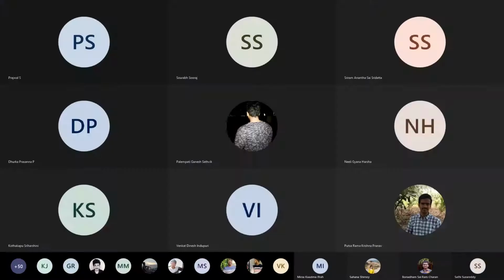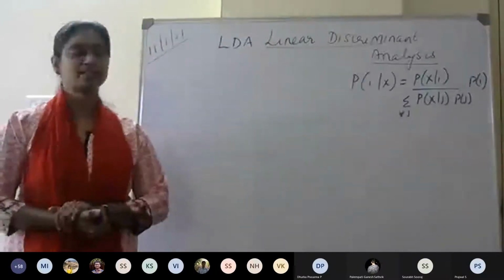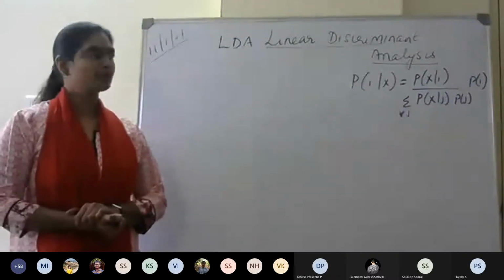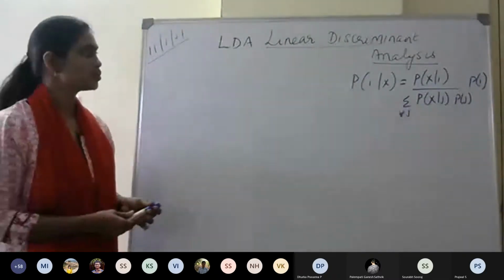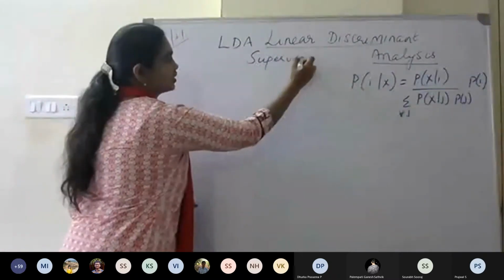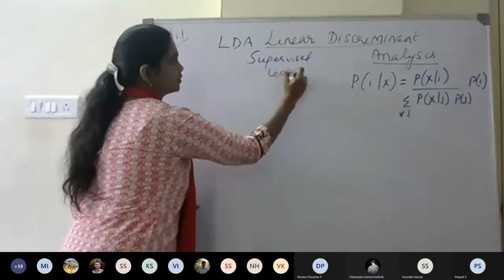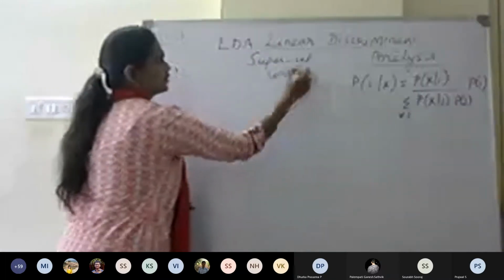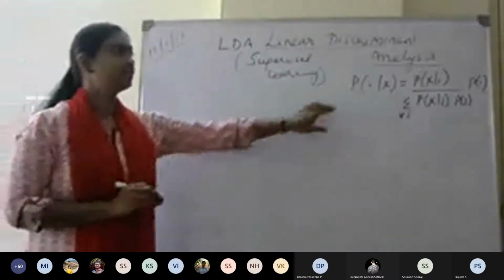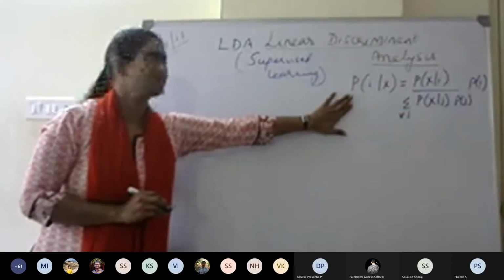Let us start with the next topic, which is a new topic: linear discriminant analysis. It comes under supervised learning. This is a supervised learning algorithm, and it comes under that category. I have written the Bayes theorem formula only here.